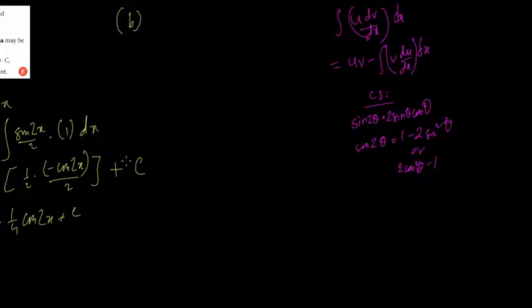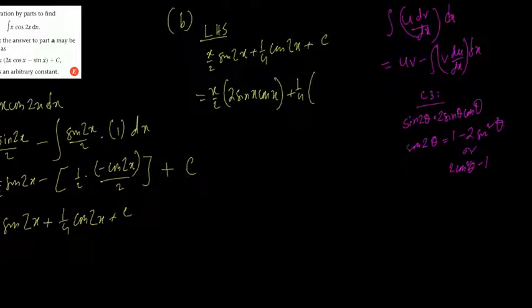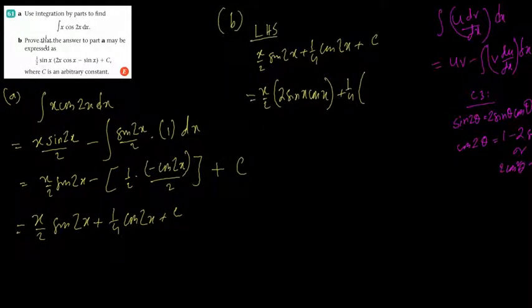What we have to prove here then is that the 2x can be broken down. So let me write it down, left hand side. x by 2 sine 2x plus 1 by 4 cos 2x plus c. If I break it down, x by 2 sine 2x can be broken down as 2 sine x cos x, plus 1 by 4. Now cos 2x can be broken down either in sine squared format or cos squared format. So the question is, what is the format that is expected?